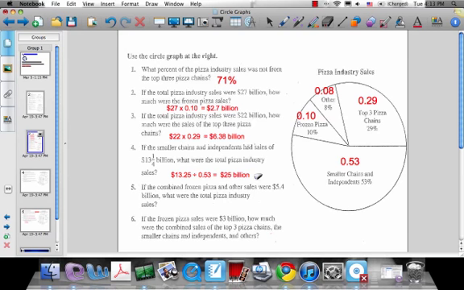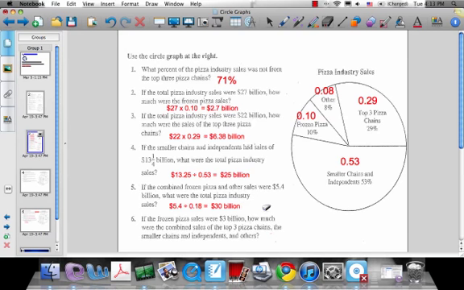So we get to number 5, it says, if the combined frozen pizza and other sales were 5.4. So now in this question, we are adding 2 pieces together, the combined frozen pizzas and the other sales. Frozen pizzas and other sales add up to be 18%. What would the total pizza industry sales be? So we take the 5.4 that they're giving us, and just like question number 4, we divide it by those 2 percents added together as a decimal, which is 0.18, and that comes out to be $30 billion.